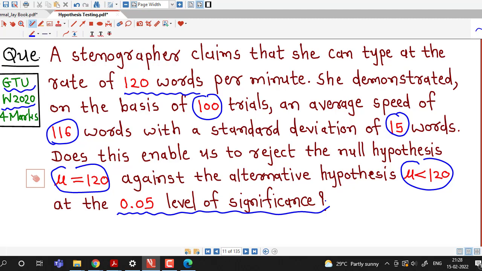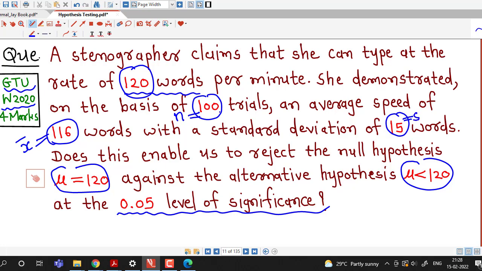So in this question you are already given what the null hypothesis and the alternative hypothesis are, and the level of significance is alpha equal to 0.05, and the population mean is 120 words, and the sample is of size n equal to 100 with sample mean x bar equal to 116 and sample standard deviation s equal to 15.